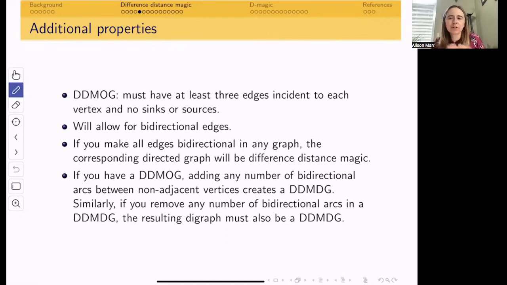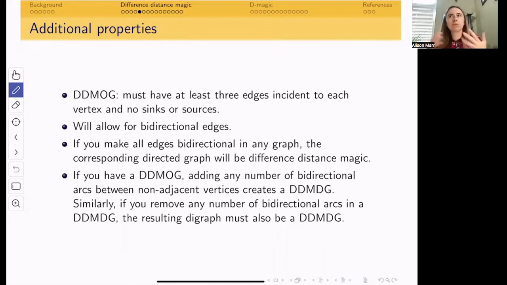And another interesting property here: you can take an oriented graph, for example, and then any two vertices that are currently not adjacent, you could add bidirectional edges between those, and it would become a directed graph that has this property. And similarly, if you have bidirectional edges on a DDMG and you take those away, any number of them, then what's left should still have this property, because you're removing the same values coming in and out.